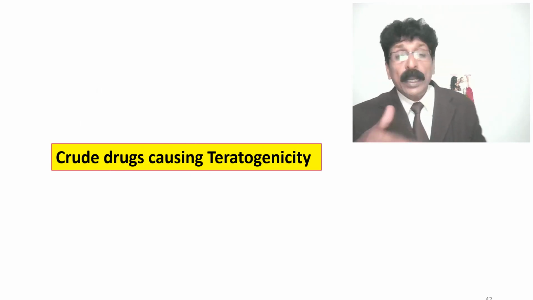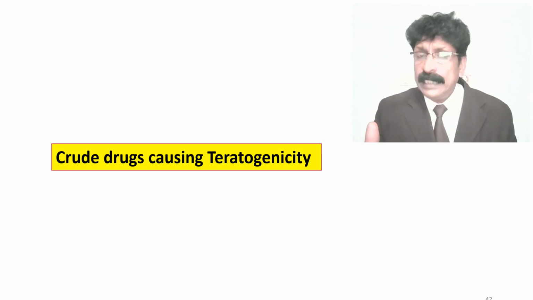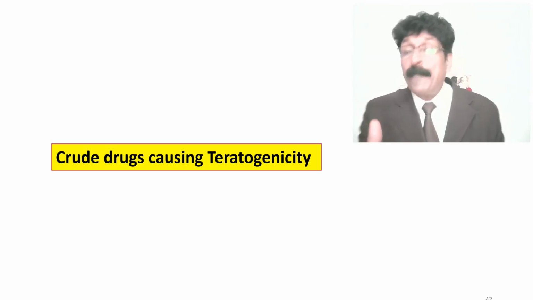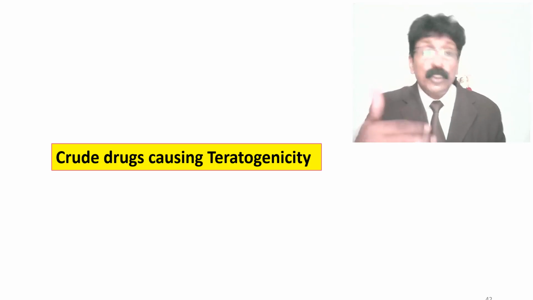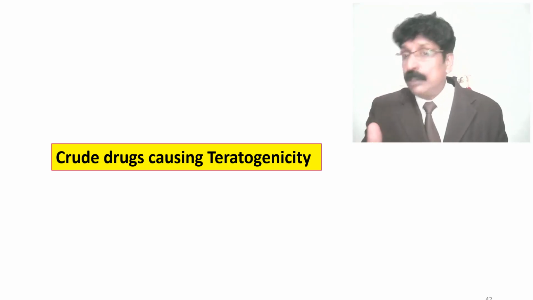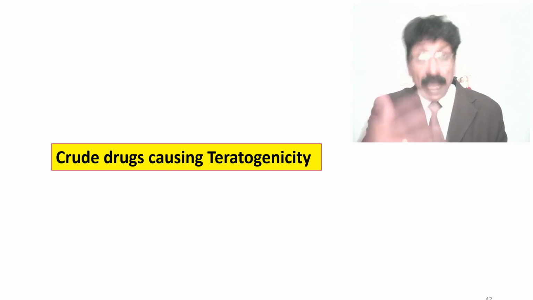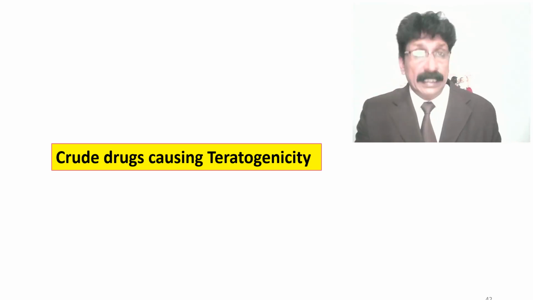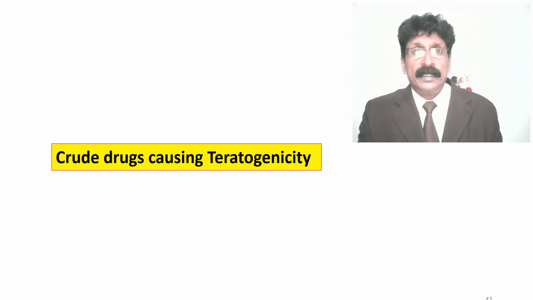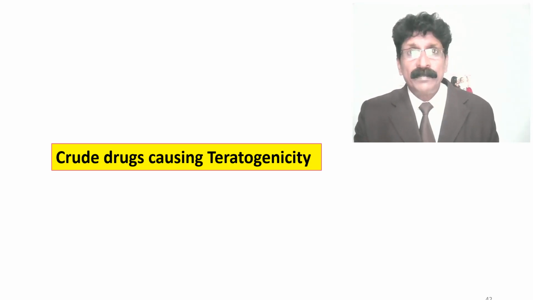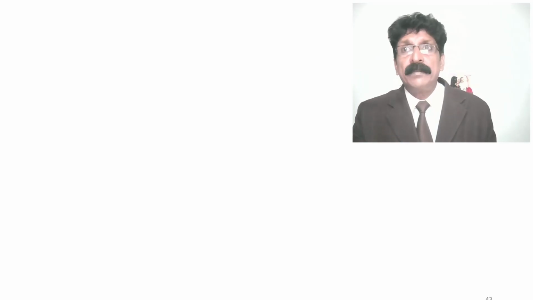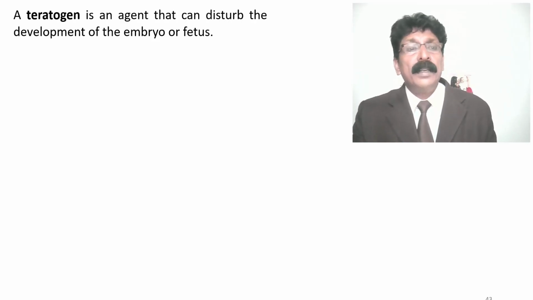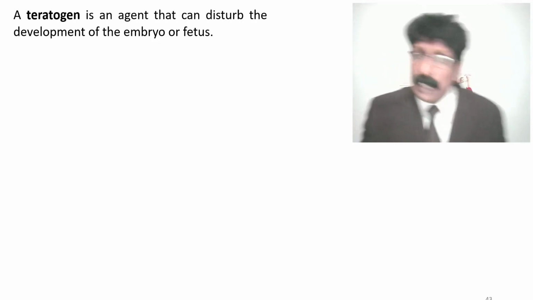Crude drugs causing teratogenicity. The questions have been repeatedly asked. So you should know what is teratogenicity, what is teratogens. We are keeping only 2 examples in the teratogens. Colchicum is taken as an example. Teratogen, what do you mean by teratogen?